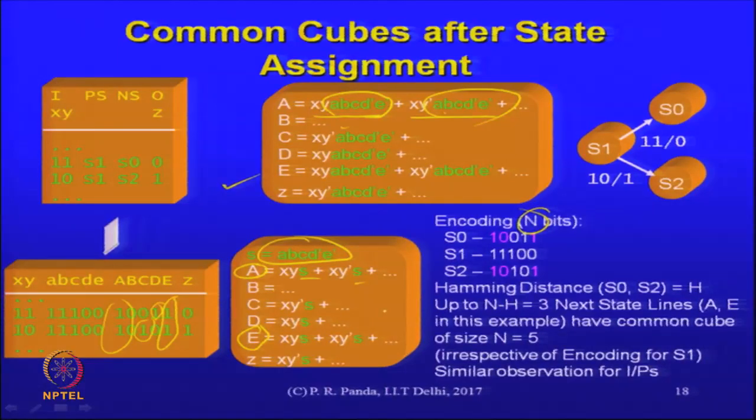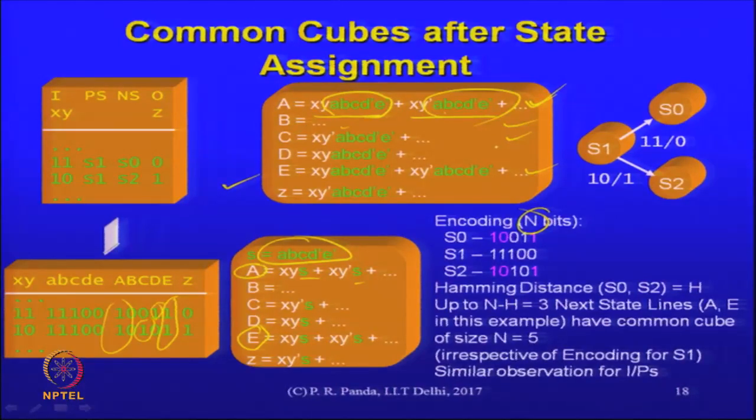Some of the next state lines would have a common cube of size n or size 5, that is what it is. How many would they be? Two things we are looking for: one is the size of the common cube, the other is the number of occurrences of the common cube. Size is 5 in this case, this is not dependent on the encoding, but what about the number of occurrences? Viewed independently, view the logic for A independently, logic for B independently and so on. There is an opportunity for A, there is an opportunity at E, but there is no opportunity here for B, C, D. This happened because of what, and in general how many next state lines out of the 5 next state lines do we expect a common cube in? The number of ones in the next state.